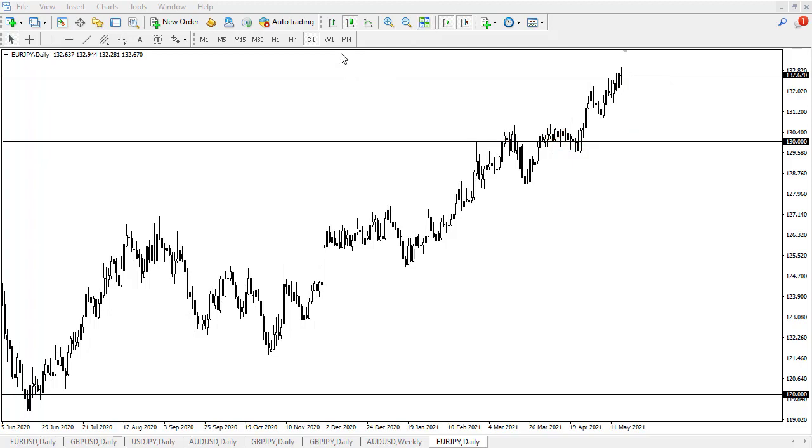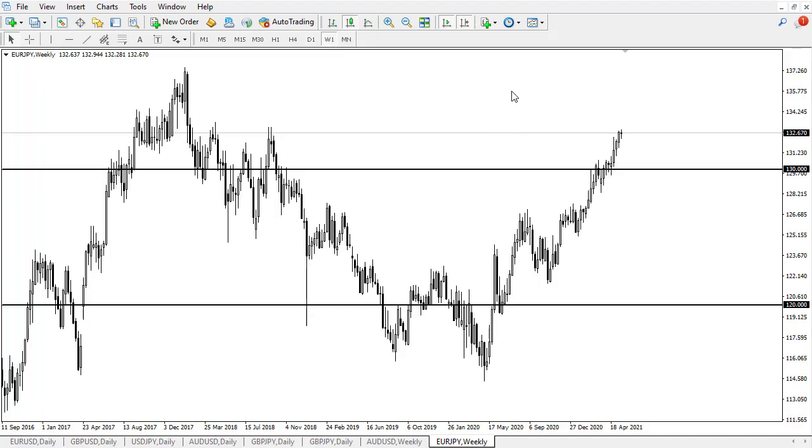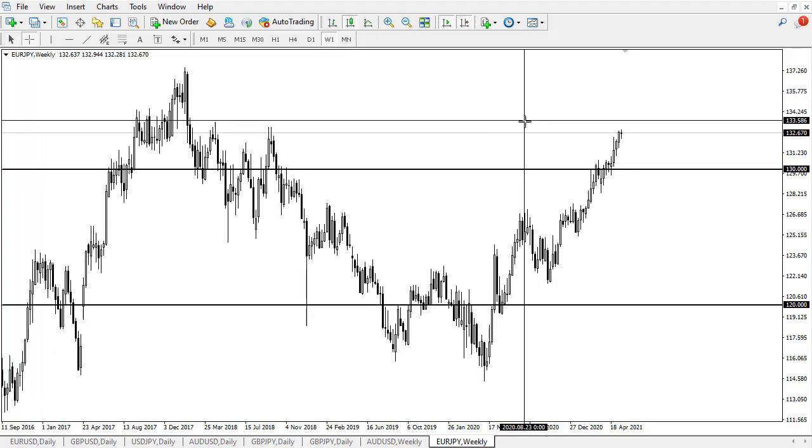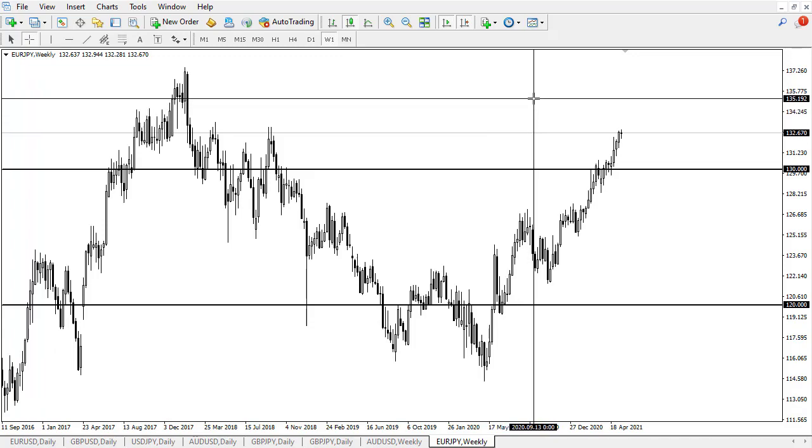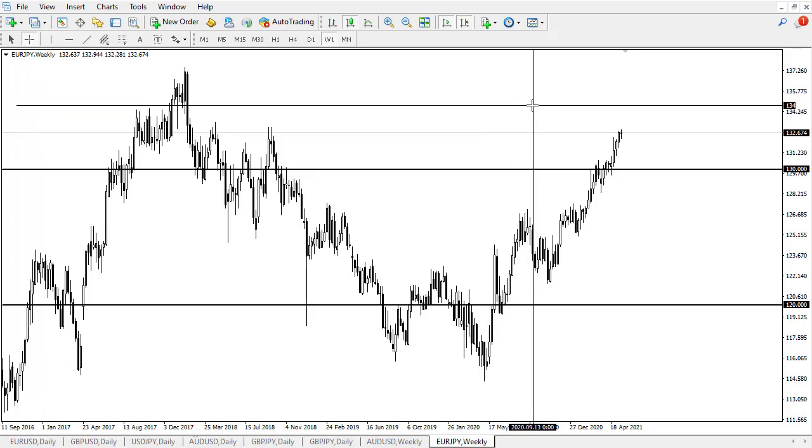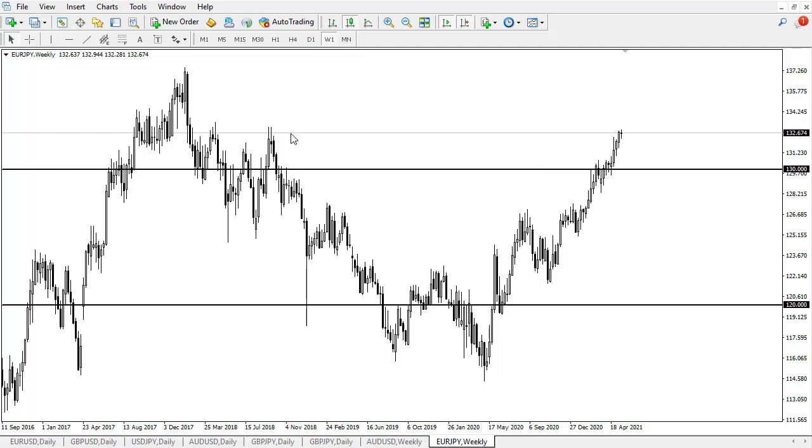Where do we go next? Well, there's a really good chance at this point we will probably try to get up to 135 at one point, or that general vicinity, and then 140 and so on.